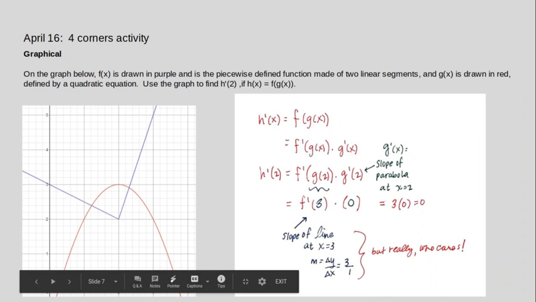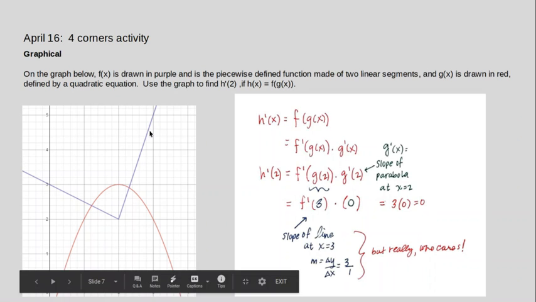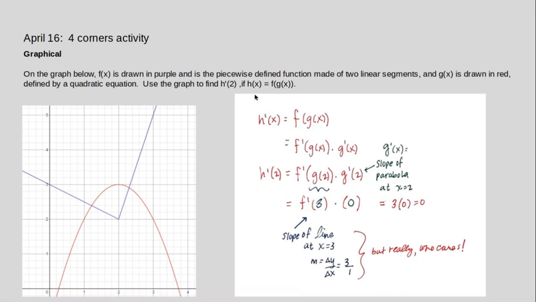All right, then in the lower left-hand corner, I gave you two graphs. So f of x was drawn in purple. It was this piecewise defined linear function. And then g of x is going to be in red here, this quadratic equation. So what we want to do is find h prime of 2 if h of x is the composite of f of g of x. So I have just the wrong notation here. This was my original given function. This h prime should be right here.